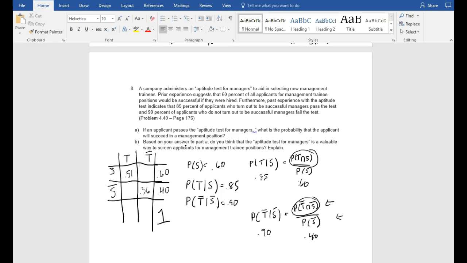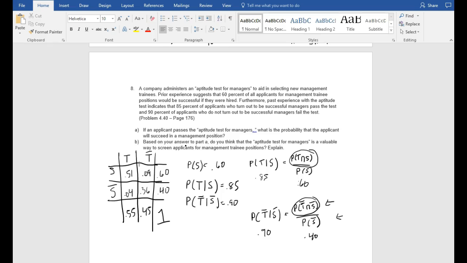And then we can just solve for the rest of the table. 0.6 minus 0.51 is 0.09. 0.09 plus 0.36 is 0.45. 1 minus 0.45 is 0.55. And lastly, 0.04. So we have the whole table done.